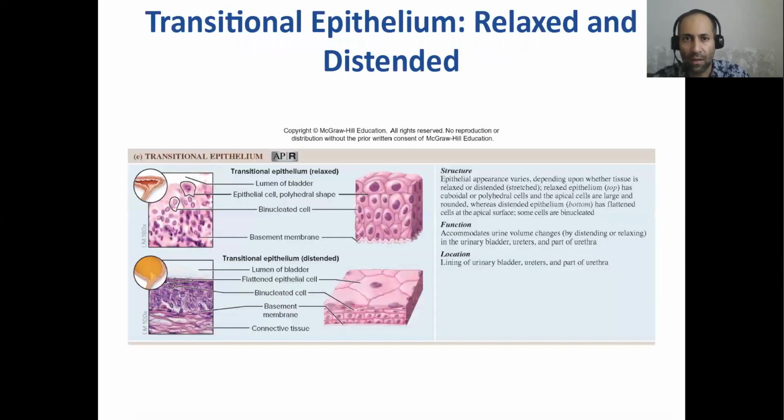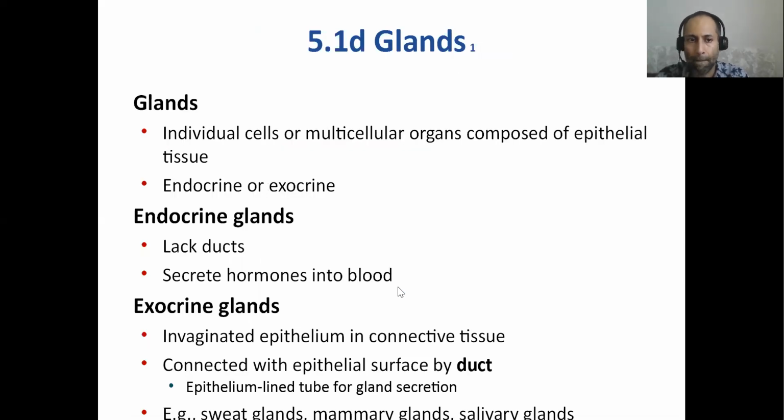So transitional epithelium. Look at the difference. This is when you are relaxed, no urine in the urinary bladder, so it's nicely distended, and then it can get compressed when it stretches because of urine.